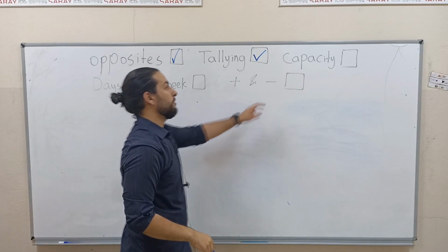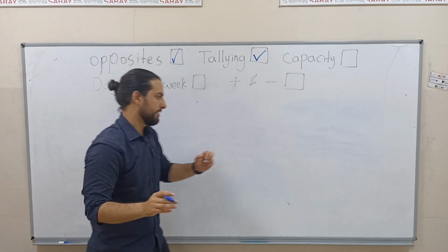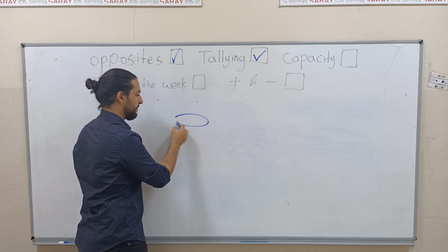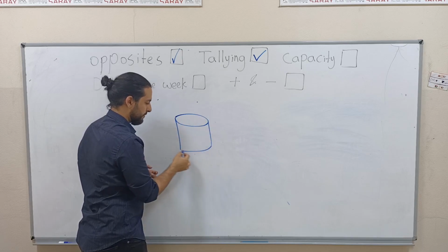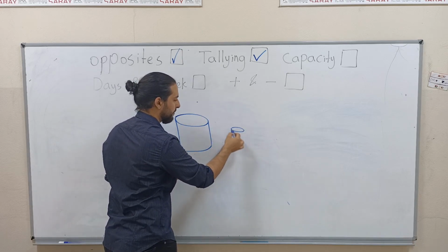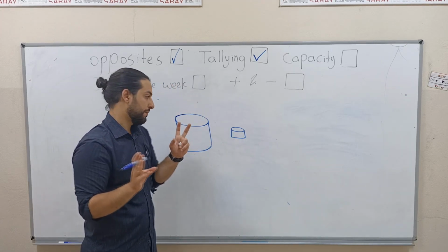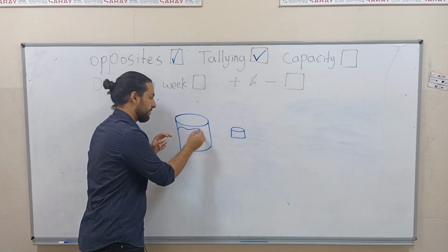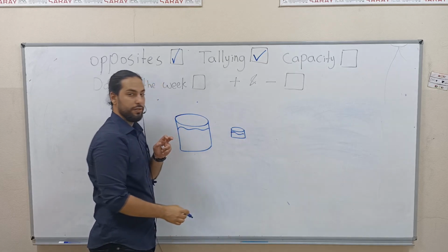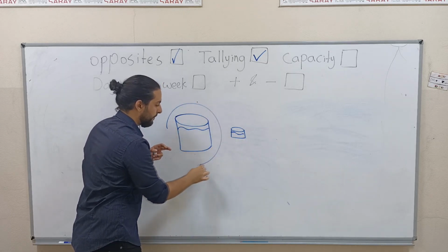Okay, the next one is capacity or size. So if we have a cup and then a smaller cup, which one holds more water? So you can add more water here than you can add here. So we circle the big one.